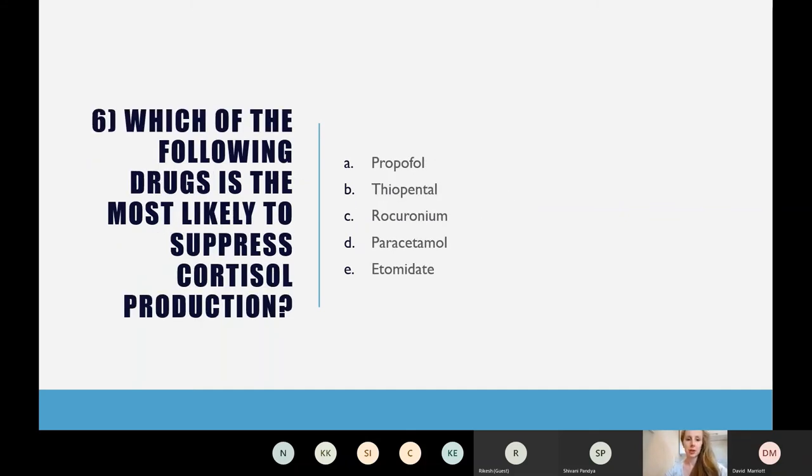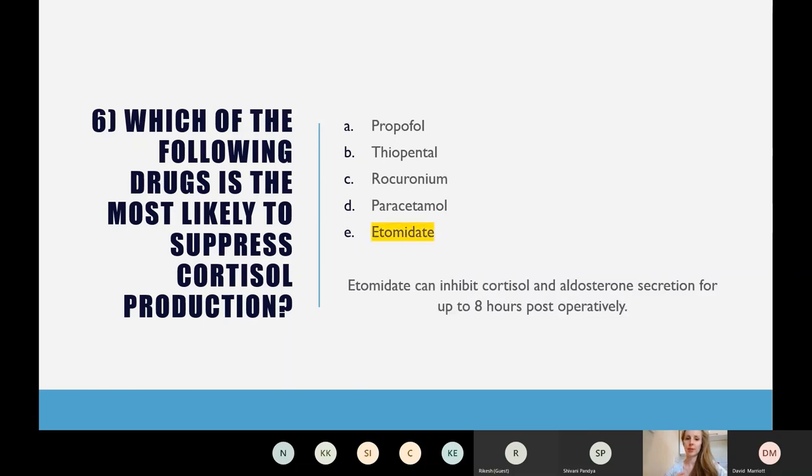So then question six, which of the following drugs is most likely to suppress cortisol production? Propofol, thio, rocuronium, paracetamol, or etomidate? Yep, so it's E, etomidate. Etomidate can apparently inhibit cortisol and aldosterone secretion for about 8 hours post-operatively. And despite etomidate being very cardiovascularly stable, that's the main reason why it's not really used as an induction agent very often.